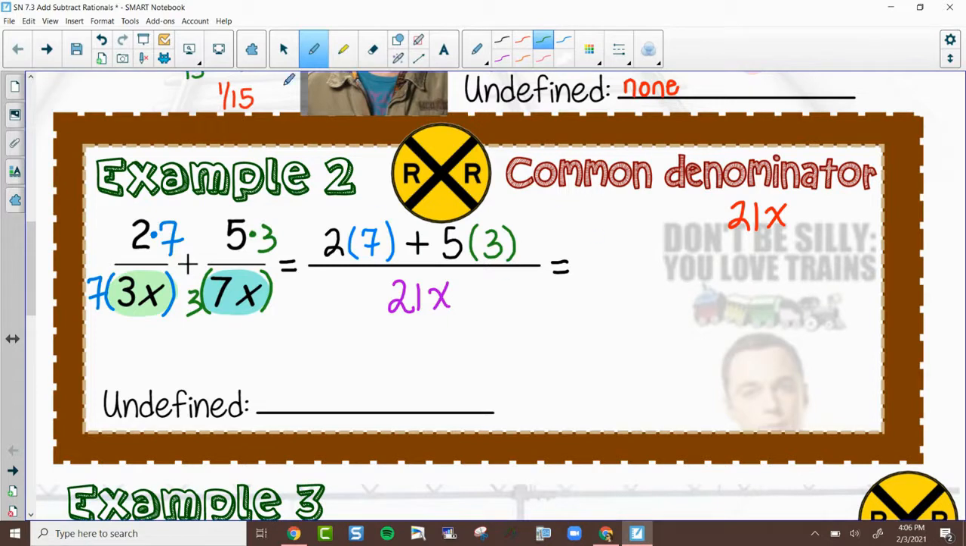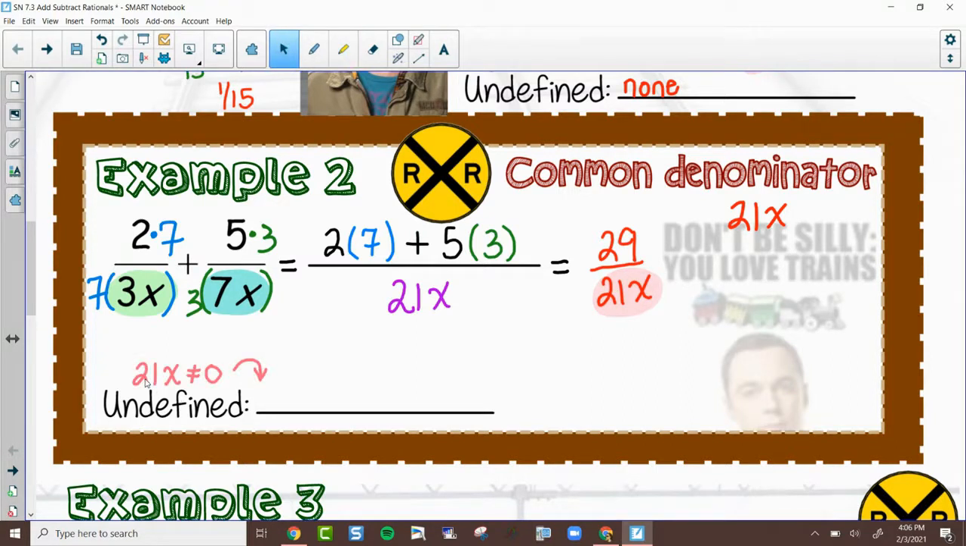And then you can go ahead and simplify. So 14 plus 15 is 29 over 21x. All right, you know the drill. Undefined pieces. So focus on that denominator. Make sure it never, ever goes to 0. Well, I would just divide by 21. So as long as x isn't 0, everything is going to be fine. I won't worry about dividing.